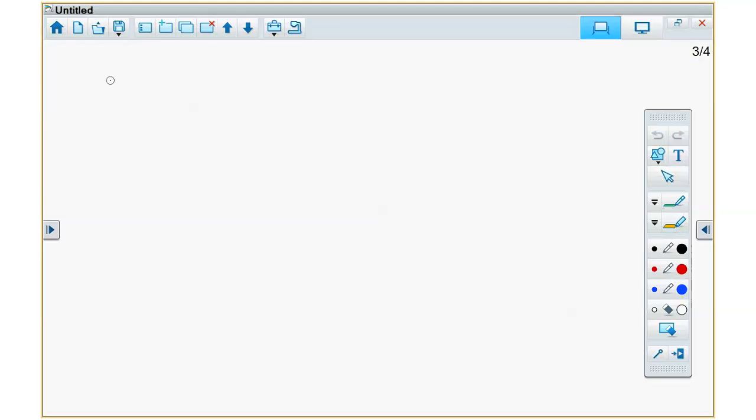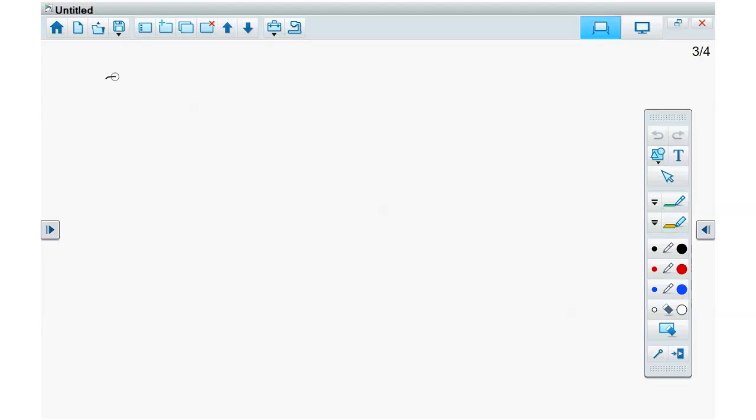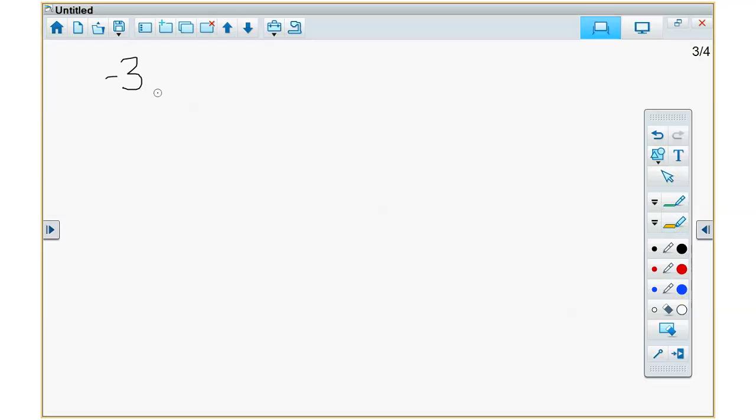So let's go with negative 3 times x minus 2 is less than 4 times x minus 6, x plus 6. A little easier.